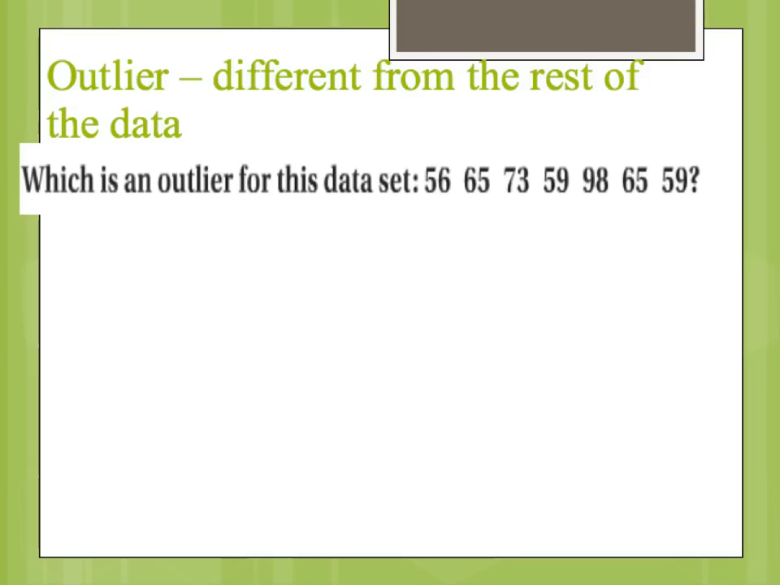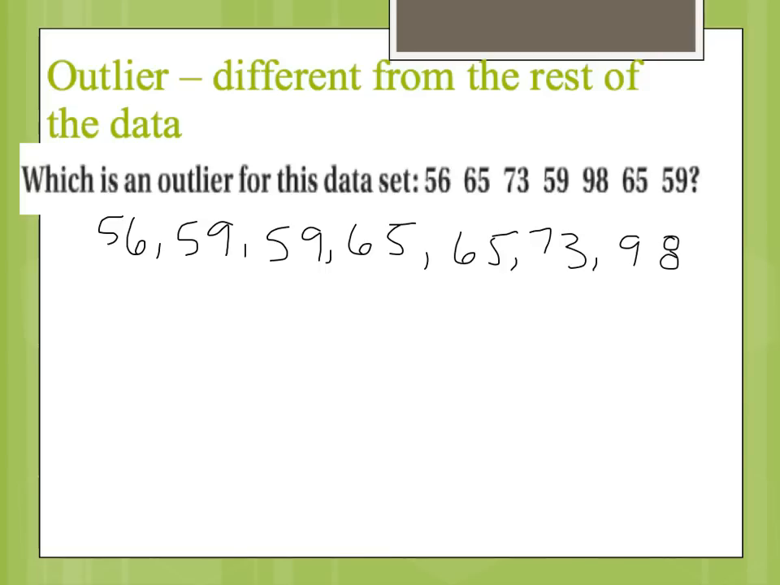When we have a set of data points, we could always have an outlier. An outlier is a value that does not represent or is different from the rest of the data. When you're looking for outliers, sometimes it's easily seen. Other times, it's not so easily seen. So the first thing you always want to do is put your numbers in numerical order. So if I put these in numerical order, I would have 56, 59, another 59, 65, 65, 73, and 98. So how are you going to figure out if any of these numbers are outliers?